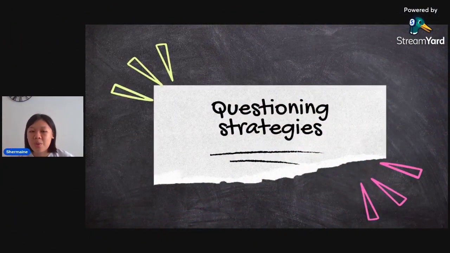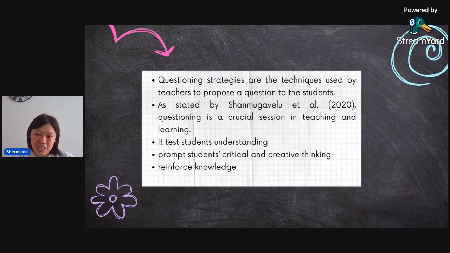Okay, next aspect, questioning strategies. Questioning strategies are the techniques used by the teacher to pose questions to the students. It is crucial in teaching and learning, and it tests student understanding, prompts critical thinking and creative thinking, and reinforces knowledge. So, questioning strategy is actually very important because it acts as assessment.